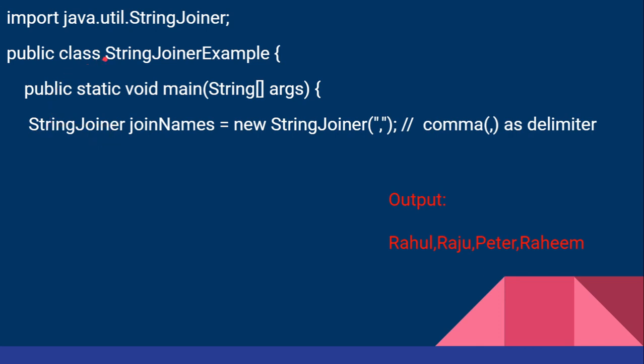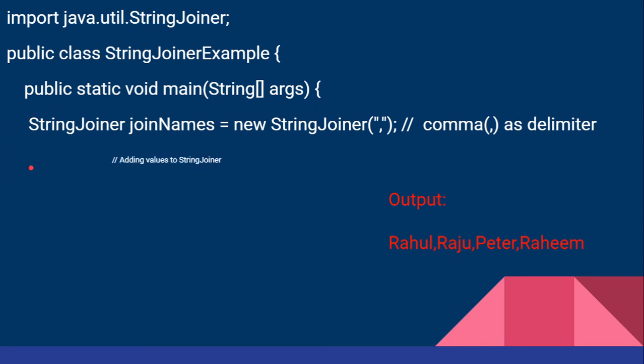Normally the class name starts with a capital letter, and if there are two words in the class name, we capitalize each word. That means the first letter S is capital, and here in Joiner, J is capital. Okay, this is just the naming rule to name the class. So now StringJoiner is the name of the class, and joinNames is the object name, equal to new StringJoiner, and the delimiter is comma. So the string is separated by the delimiter, which is the comma.